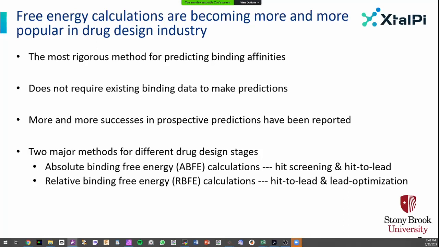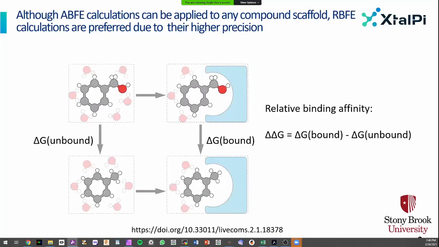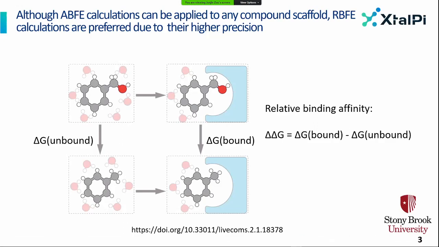The reason the absolute binding free energy calculation, the ABFE calculation, can be applied at the earlier stages is because ABFE calculation can compare molecules with very different scaffolds, while RBFE calculation usually requires the molecules to be studied to have very similar scaffolds, and the only perturbation region should happen on the edge of the molecule.